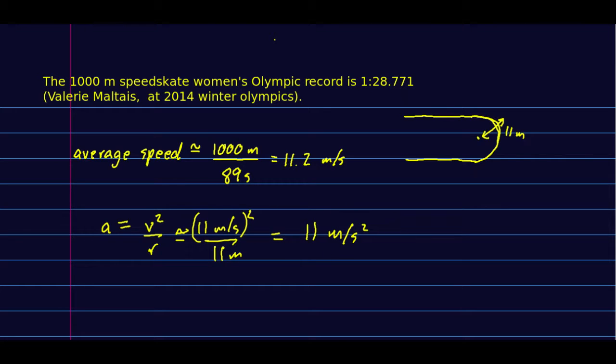The thing that's impressive about that is that it is somewhat larger than acceleration due to gravity, which you could never manage off ice without skates because you just don't have the traction. But with the blades biting into the ice, you can manage accelerations higher than g.